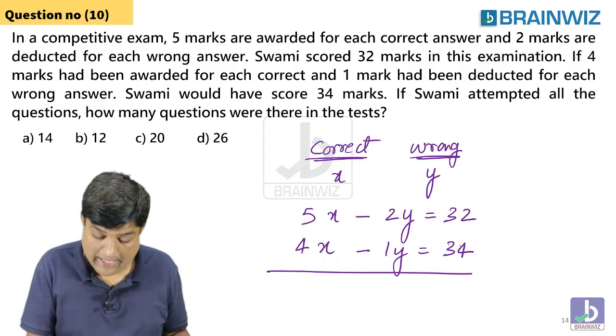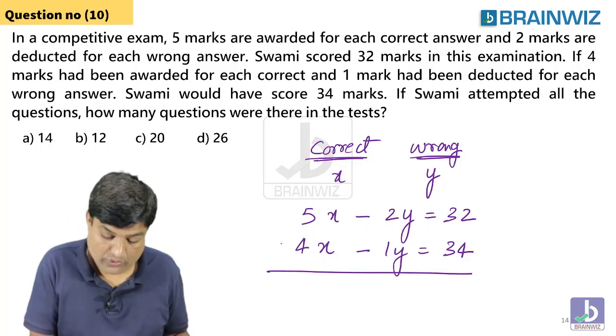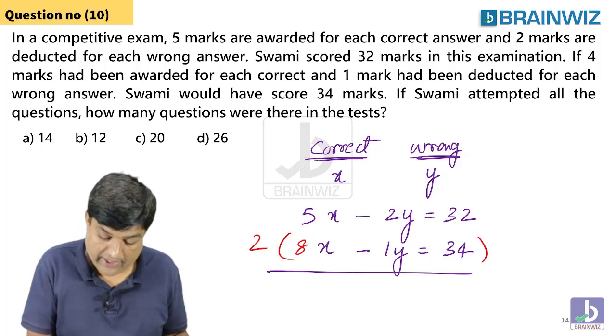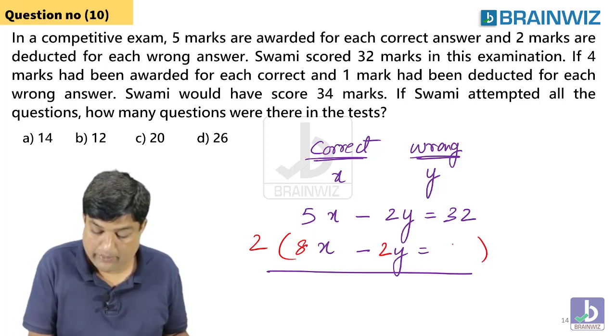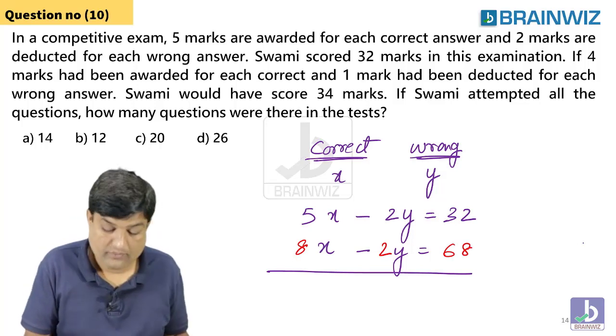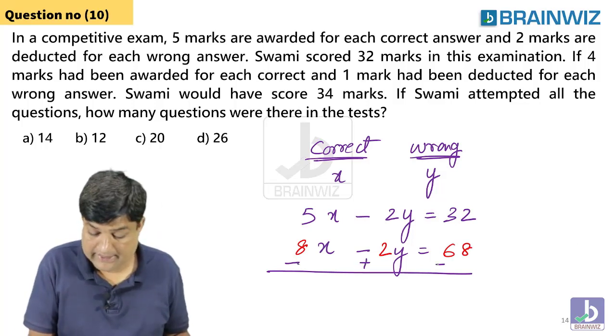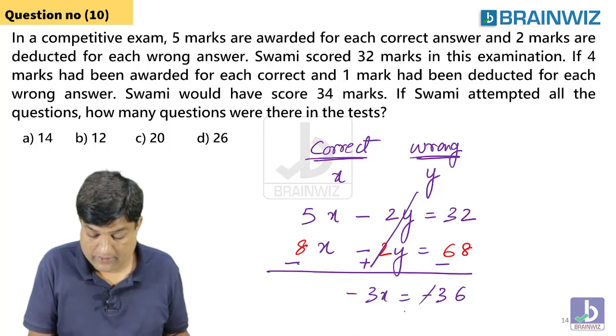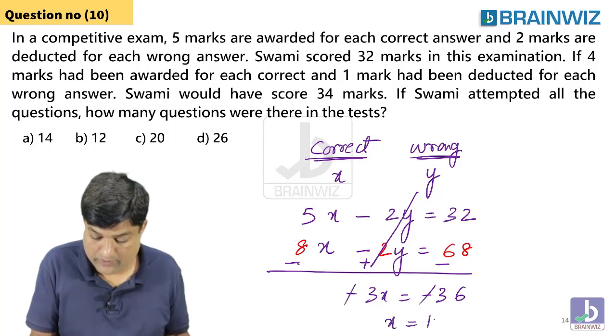When we look here, I can make this one balanced. As you all know, I am multiplying this given equation by 2. When I multiply by 2, it becomes 8x minus 2y equals 68. Now it's time for the calculation. Here minus, plus, minus, getting cancelled. 3x equals 36, so x value is 12.